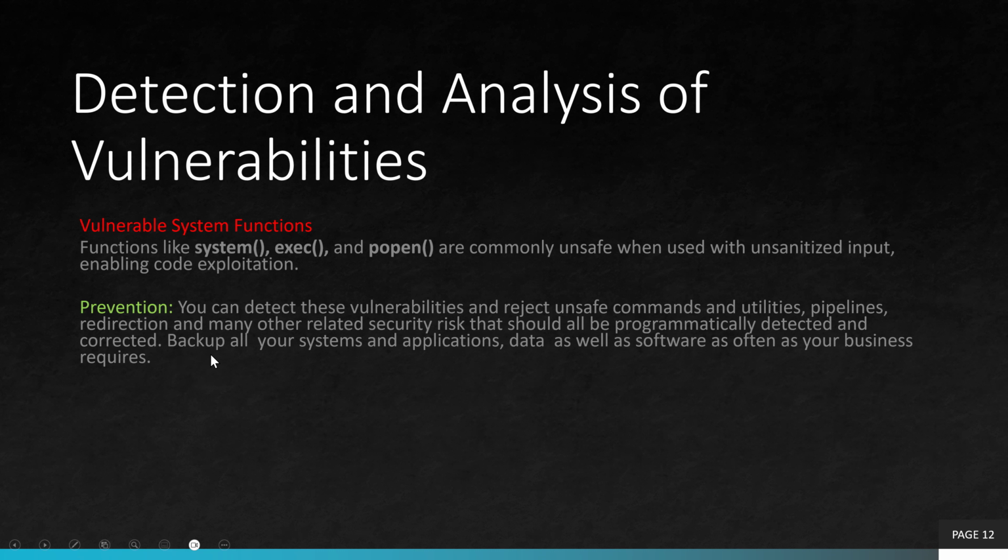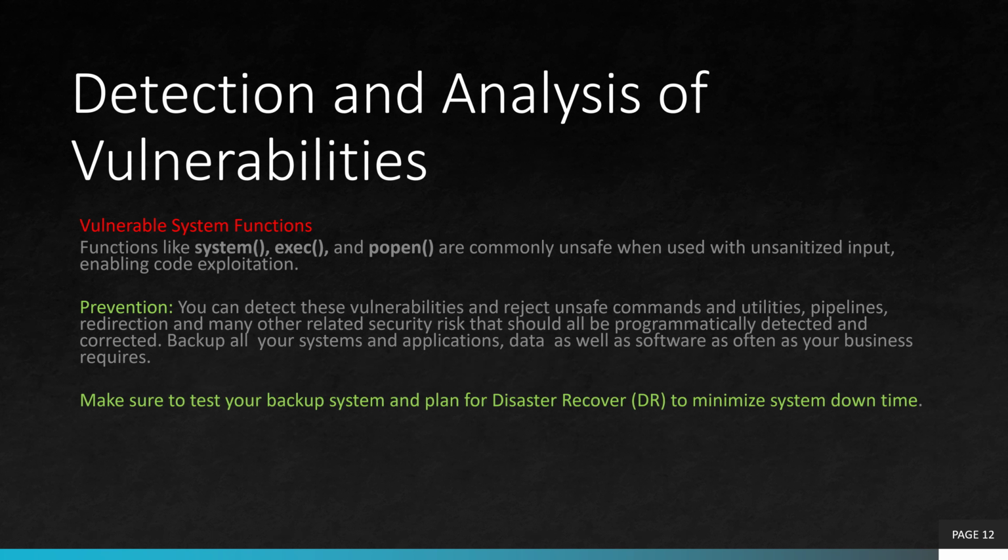So back up your system and make sure that the backup contains all the important operating system, application, and database. Whatever is vulnerable or at risk, if you lose some data, you restore those right away. And all this software is often as your business needs. If your business needs to restore the backup and the system without any downtime, make sure you have disaster recovery plans for that. And make sure you test your backup system and plan for disaster recovery, so if a disaster happens, you can recover.